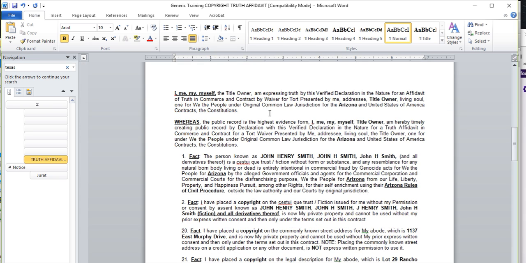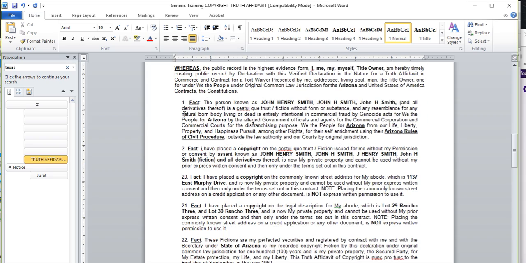I, the title owner, am expressing truth by this verified declaration in nature of an affidavit, truth in commerce, and then whereas the public record, the highest evidence form, I am hereby timely creating public record by declaration with this verified declaration in nature of the truth affidavit in commerce and contract for a tort waiver presented by me. I need to change that to lowercase. Addressee, living soul, and then I'll add in man. The title owner, one for under we the people, under original common law jurisdiction of Arizona for the United States of America contracts, the constitutions. Okay?